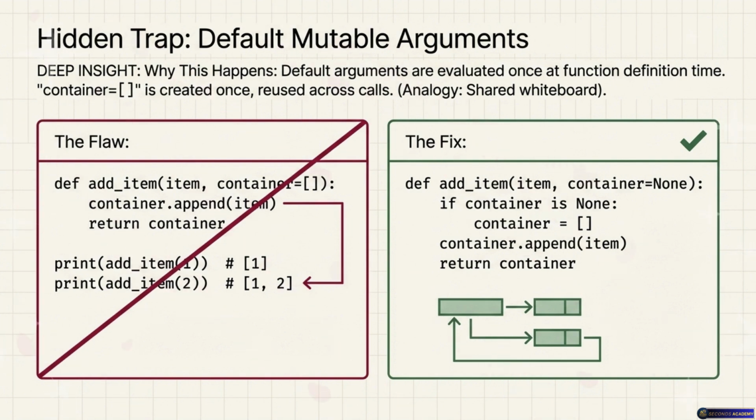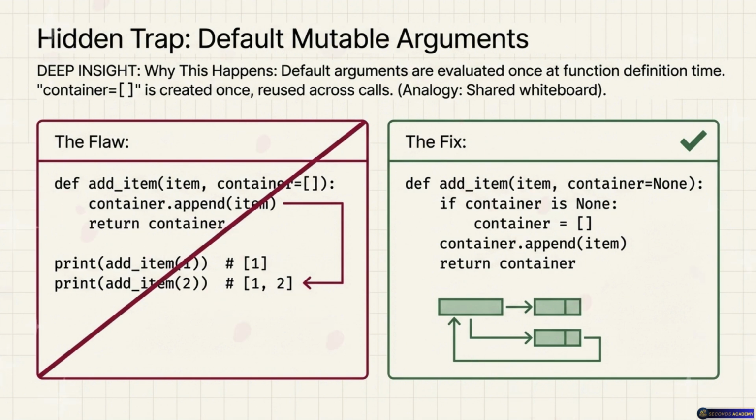So container equals empty brackets. Seems totally innocent, right? You call the function and pass in the number 1. The output is a list with 1 in it. Perfect. Later, you call the function again in a completely different part of the code, passing in the number 2. You expect a fresh list with just 2, but the output is 1, 2. It remembered the first call. Why does it do that?